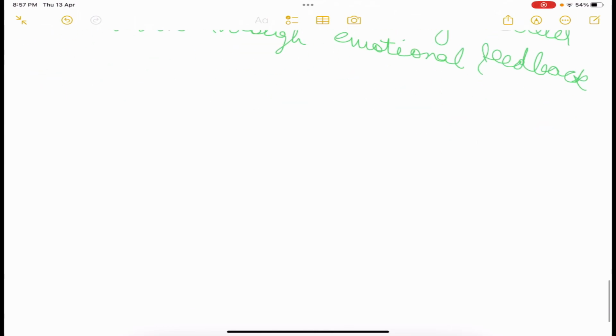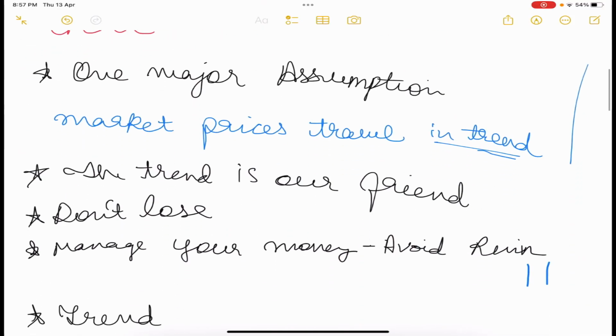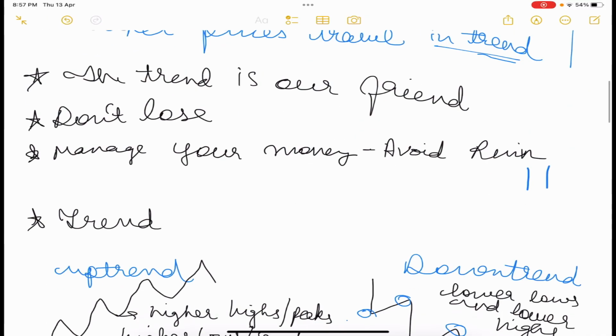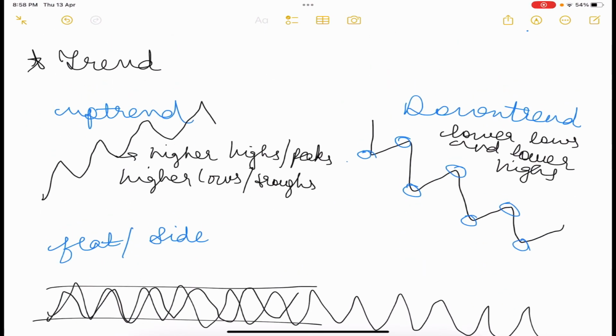Now let's conclude the chapter. So now we are done with the chapter. Alright, let's quickly revise what we saw. So we saw what a trend is. We saw the most important assumption, which is market prices travel in a trend. And then the trend is our friend. We must always trade along with the trend, and we should not lose our money. We need to protect our capital. That is the most important aspect. We need to manage our money and we need to avoid risks and losses. And then there are three types of trends: uptrend, downtrend, and sideways or flat trend.